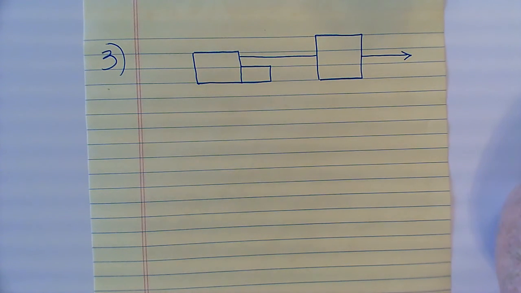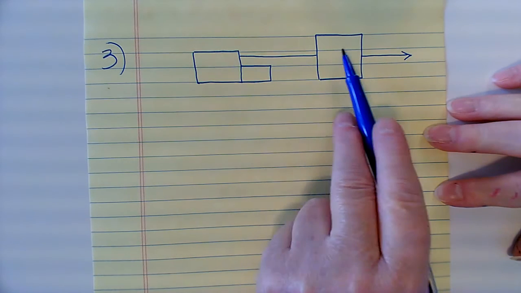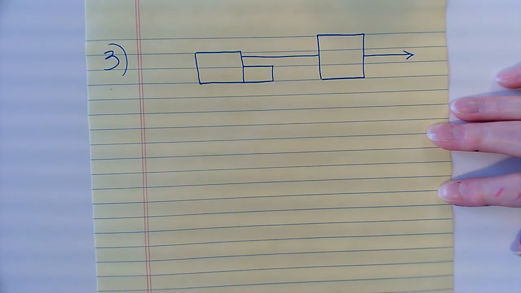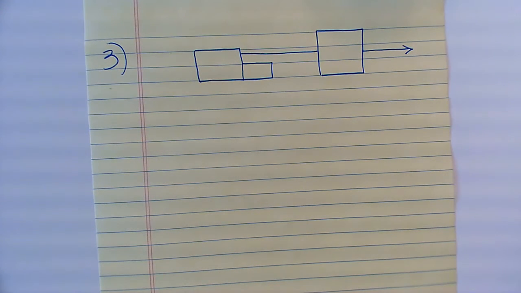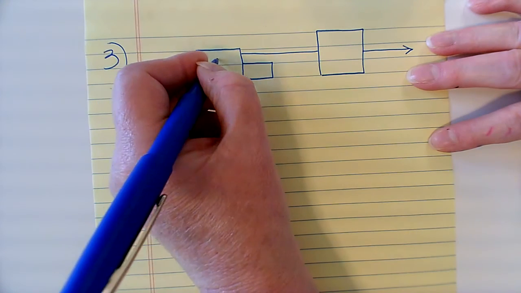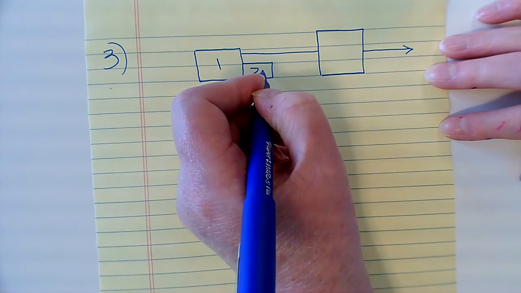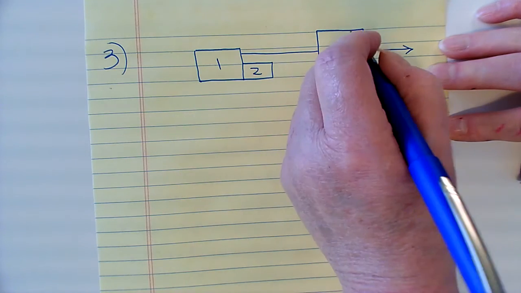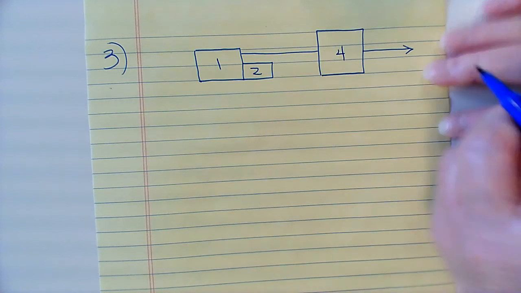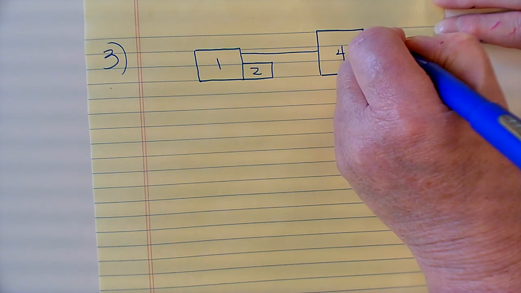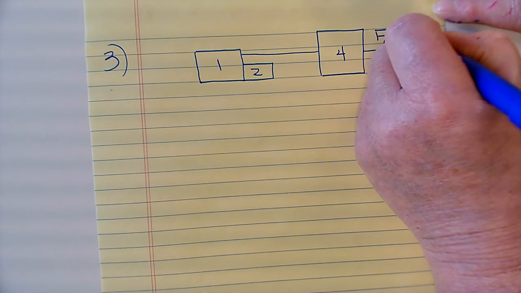Okay, in this problem, we have blocks connected by a string and blocks in contact with each other at the same time. It says that the masses are, this has a mass of 1 kilogram, this has a mass of 2. So I guess this must be a lot more dense than this one. And this one has a mass of 4. And it is being pulled with a force of, we'll call it F_A, of 34 newtons.